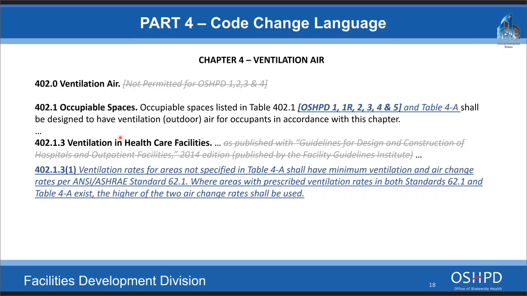And at 402.1.3, we get pretty specific. We say ventilation rates for areas not specified in 4A shall have minimum ventilation and air change per ASHRAE 62.1. Where areas with prescribed ventilation rates in both standards exist in 62.1 and table 4A, the higher of the two shall be used. So the language in the model code, just for everybody's information, is basically adopted and copied right out of 62.1 for non-medical spaces for ventilation rates. So that's kind of the background on that. And hopefully this will add clarification and help them in the directions they need to go. Next slide, please.